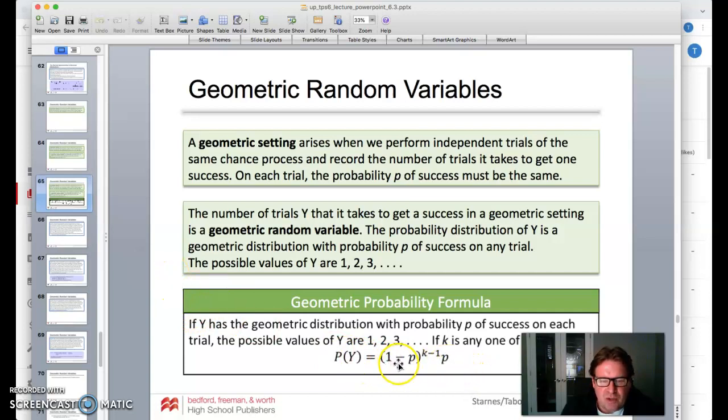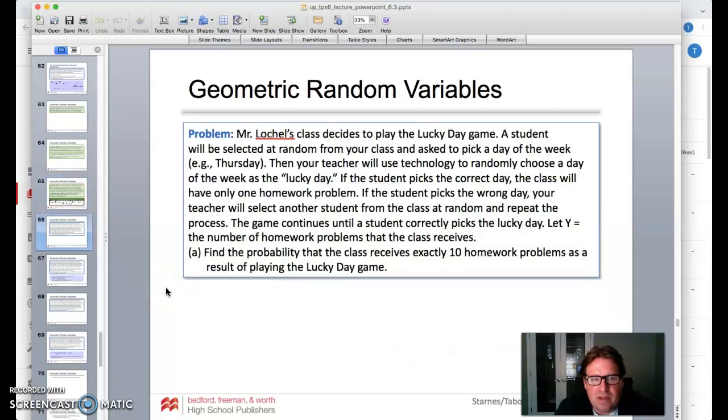So basically what you're saying is, okay, I've had all these failures. If I got it on the 7th one, that means I had 6 failures and 1 success. You're always going to have 1 success, because that's when you stop, obviously. So that formula makes sense.